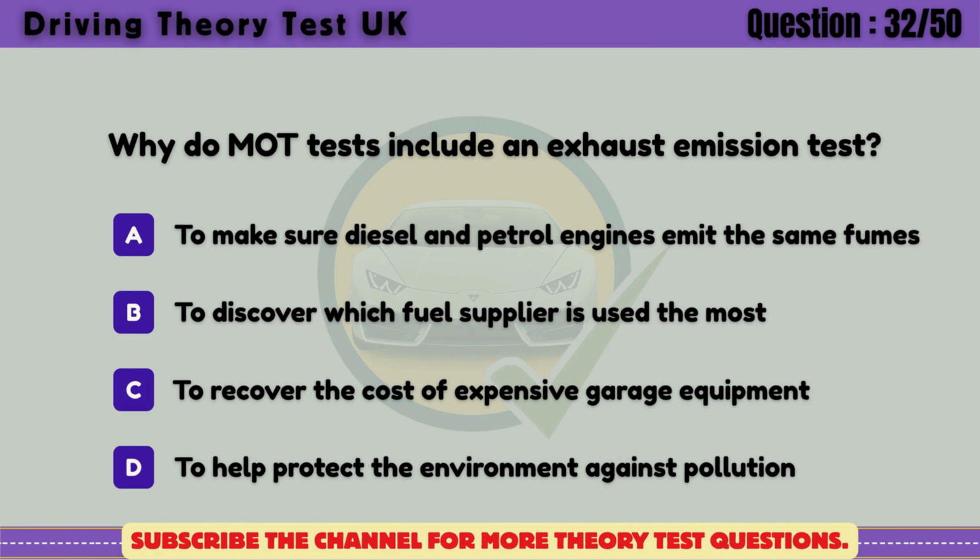Question 32. Why do MOT tests include an exhaust emission test? Option A. To make sure diesel and petrol engines emit the same fumes. B. To discover which fuel supplier is used the most. C. To recover the cost of expensive garage equipment. D. To help protect the environment against pollution.